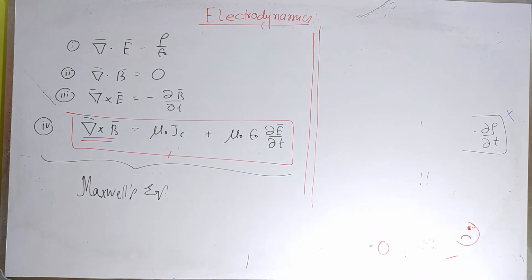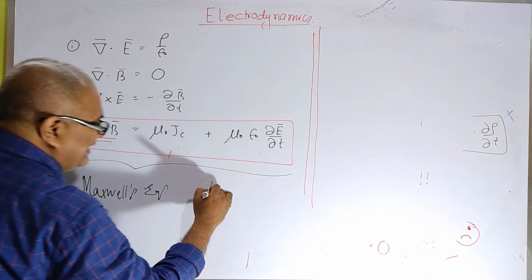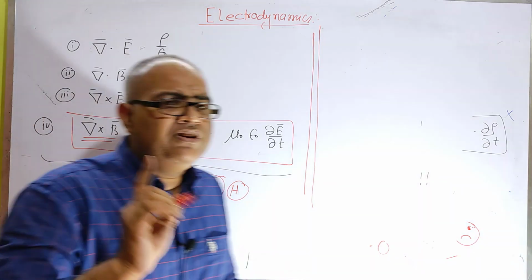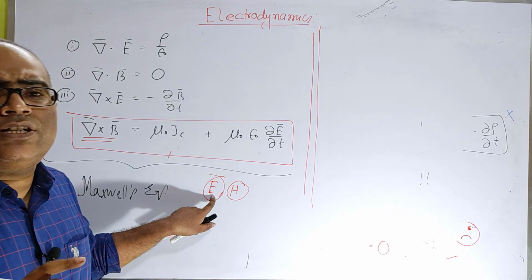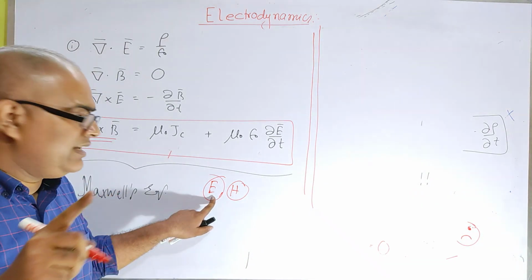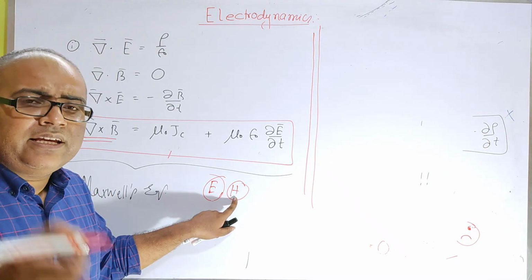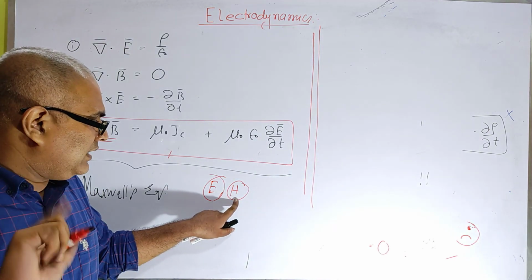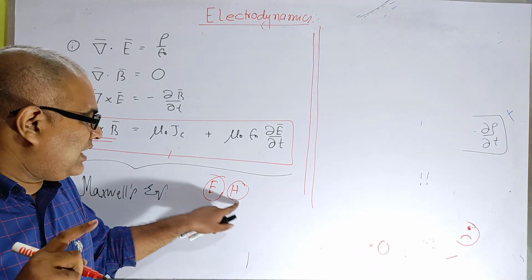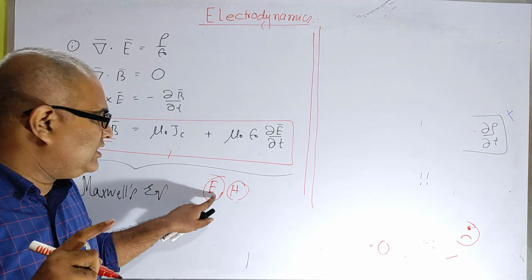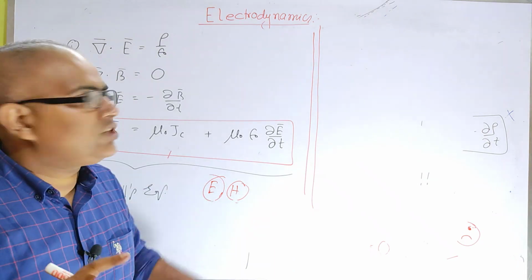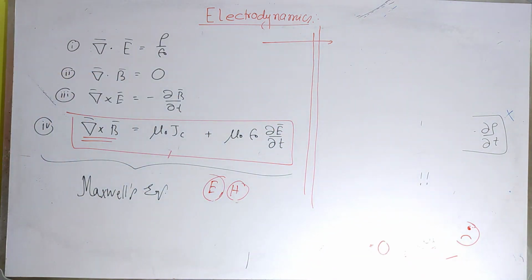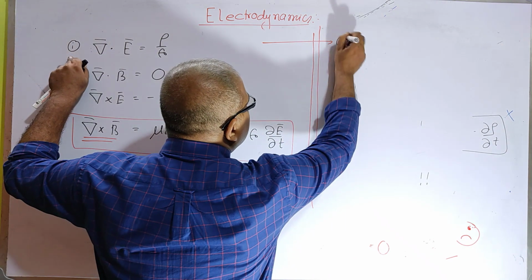I'd prefer to write these equations in terms of E and H vectors because they are very easy to calculate. Their units are very simple. E, volt per unit length. H, current per unit length. Similar type of units they have. That's why I would prefer to write these equations in terms of E and H. So this is not a very tough job.